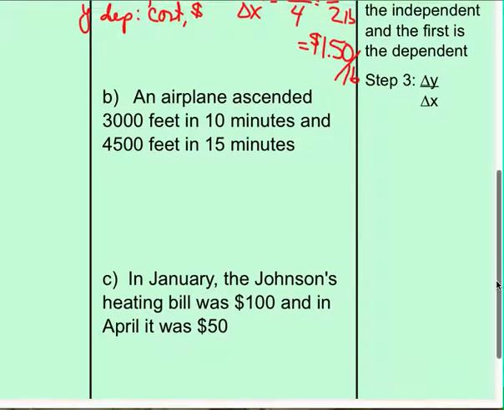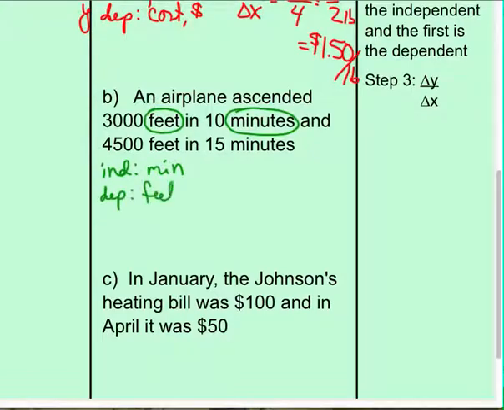Let's take a look at another one. Reading through this one, we have an airplane ascended 3,000 feet. So we hit the number and then we circle the label that's associated with it, in 10 minutes. We get to skip step one on this one because we have a time, and that's automatically our independent variable. So our dependent variable is the feet. We've got this in x, y order. We have to flip it around though for a change in y over change in x.